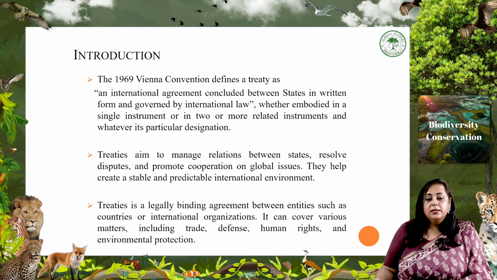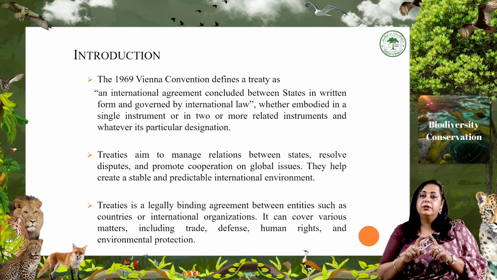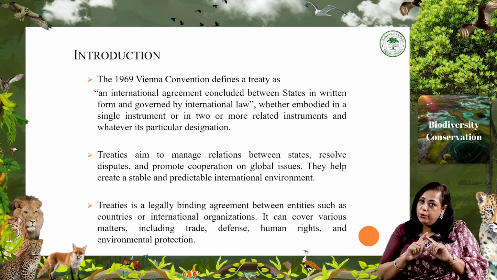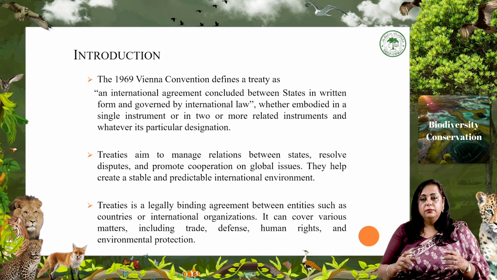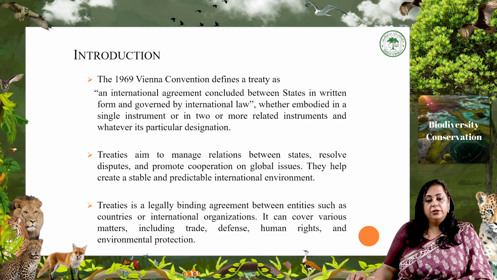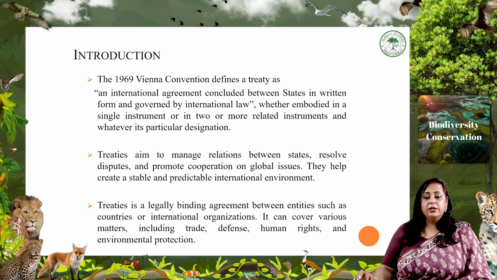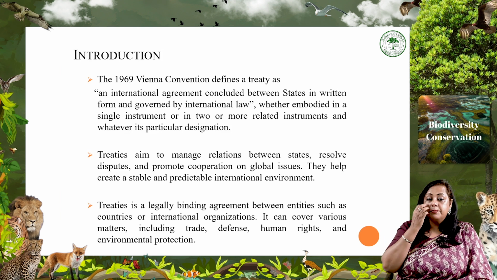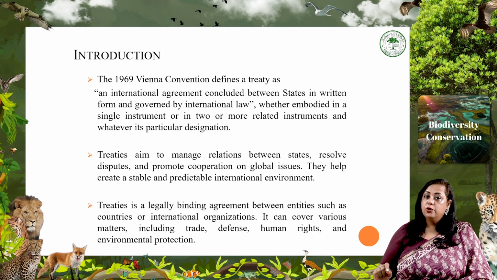A treaty is a legally binding agreement between entities such as countries or international organizations. It is actually an agreement between two or more countries, or between regions. So the agreement could be at the regional level, the national level, or the international level. A treaty can cover various matters including trade, defense, human rights, and environmental protection.